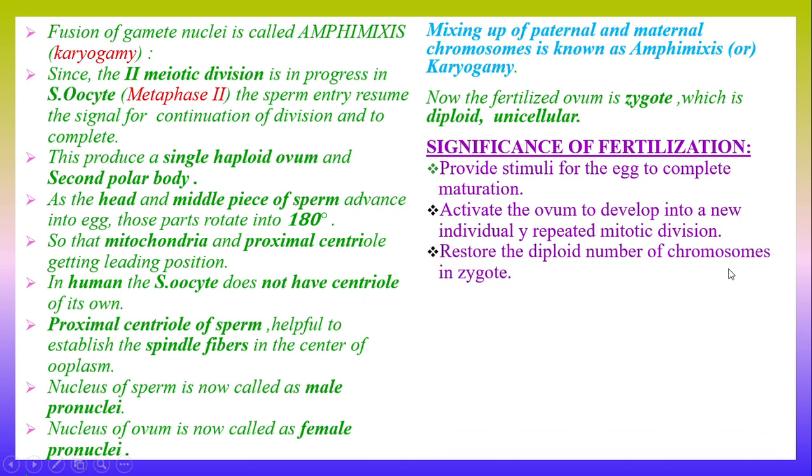Restore the diploid number of chromosomes. ஏன்னா egg alone, secondary oocyte alone has only the haploid number of chromosomes. By the entry of the sperm, another one haploid number of the chromosome, so the diploid number of chromosomes of a species can be restored.